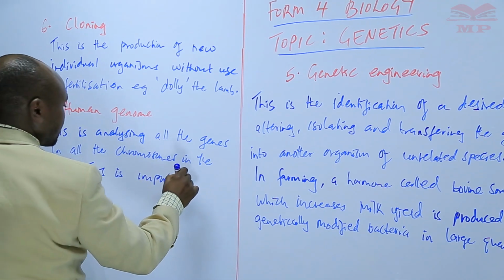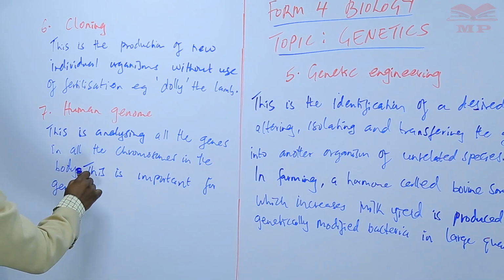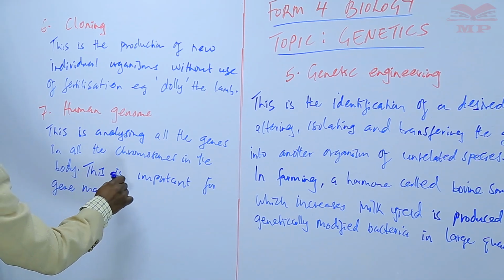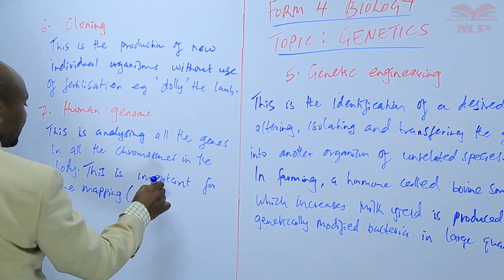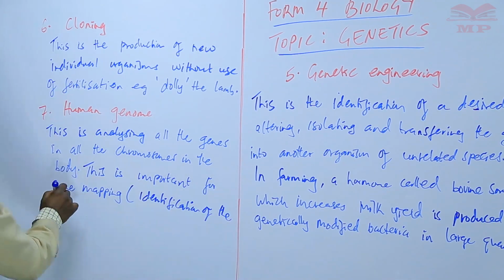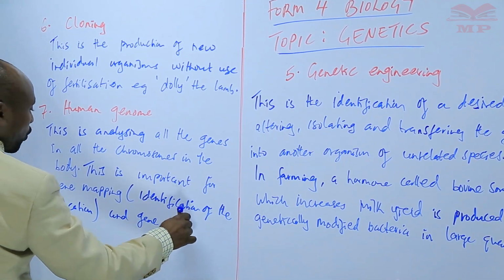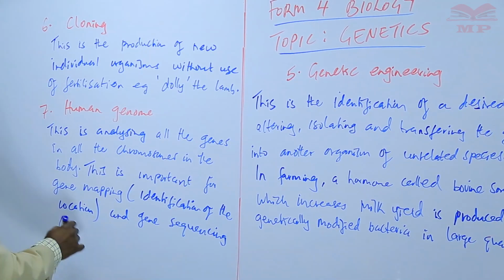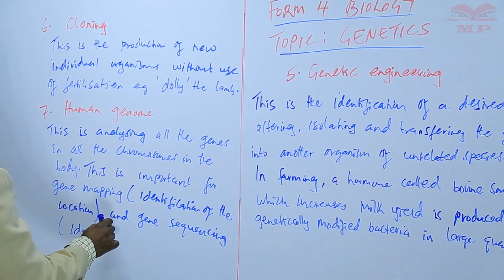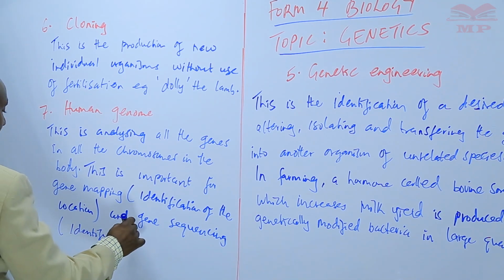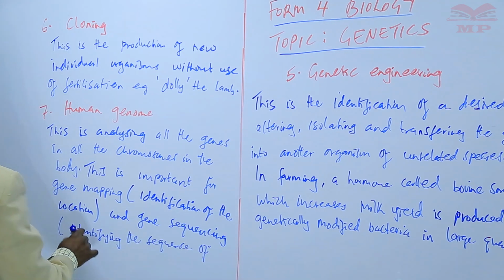This is important for gene mapping. This is just about identifying the gene location, and gene sequencing, which is about identifying the sequence of nitrogen bases.